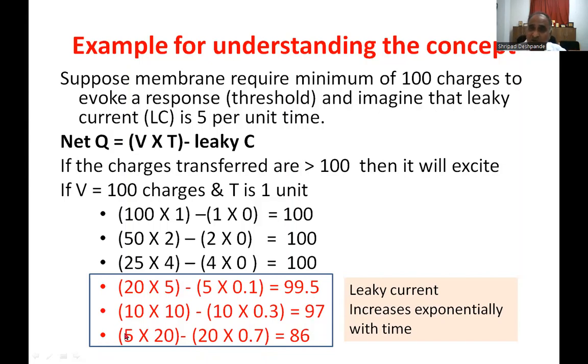Similarly, if I reduce the voltage further, 20 units of the time, it is again 100. But here the leaky current has increased from 0.3 to 0.7, and it will be 14. 100 minus 14 is 86. You can construct these things, but the one thing to put in red letters and in a box is that they are sub-threshold responses. They are not producing a response.